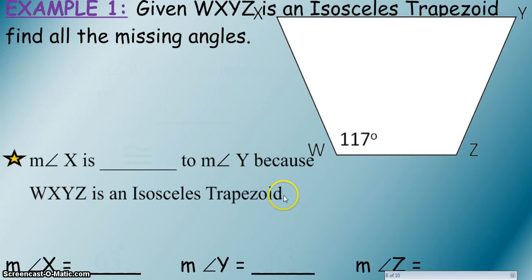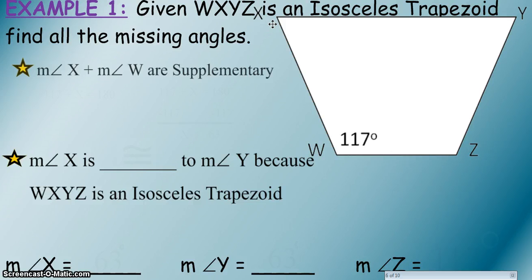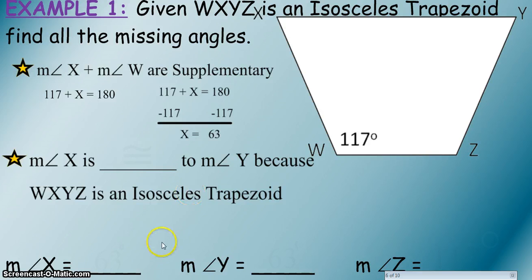So let's move on to example 1. Given WXYZ is an isosceles trapezoid, can we find all the missing angles? There are a few things that we need to keep in mind. First one is that the measure of angle X, this angle up here, plus the measure of angle W down here are supplementary. And what does supplementary mean? They add up to 180. So 117 plus X equals 180. And we should all be able to solve this problem by now. We're going to subtract 117 from both sides, and X is 63.